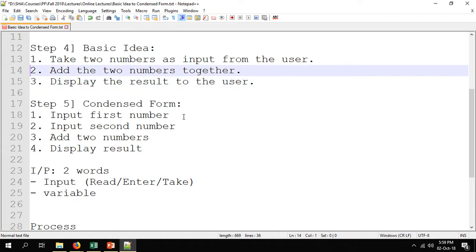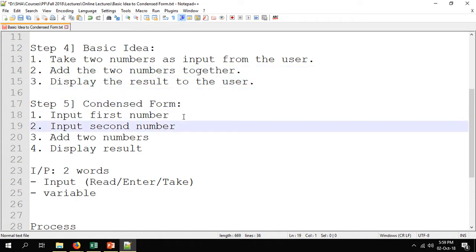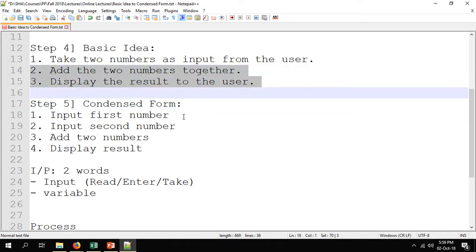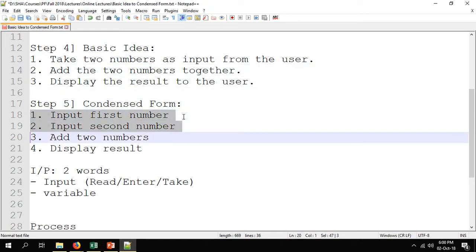Sometimes it happens that two or more steps are combined into a single step in the condensed form. So either one step can be broken down into multiple steps when we go from basic idea to condensed form, or the other way around can also happen. We can have two or more steps which can be merged or combined into a single step. So both are fine. So in this case, our step 1 has been broken down into these two steps: input first number and second number.